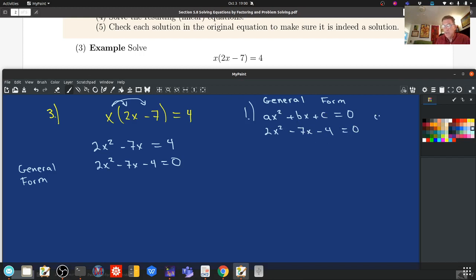I just wanted you to see this. We're not going to use it. So my only hope of solving this is to use the zero factor property.